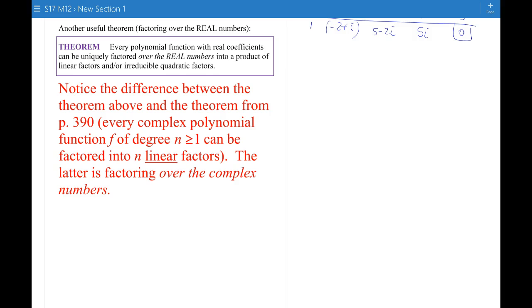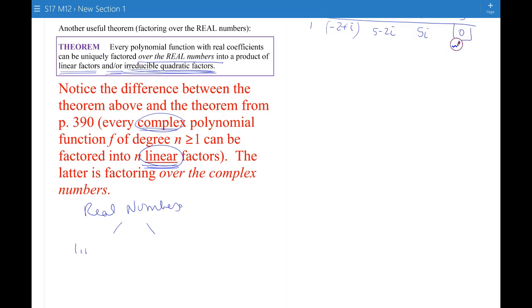Every polynomial function with real coefficients can be uniquely factored over the real numbers into a product of linear factors and/or irreducible quadratic factors. So notice the difference between this and the earlier theorem. The earlier theorem said that every complex polynomial can be factored all the way down to linear factors. So it makes a big difference if you're going over the real numbers only, looking for real zeros.